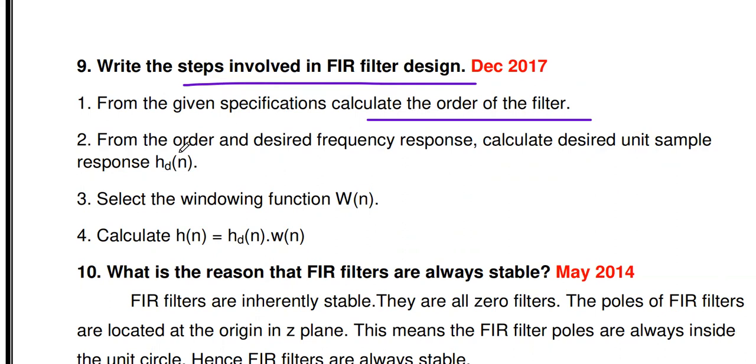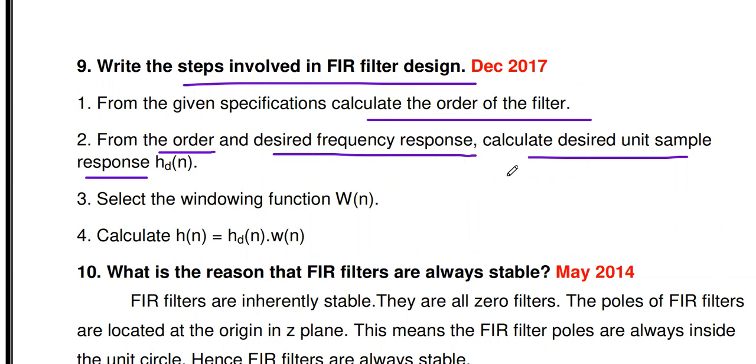From the given specification, we calculate the order of the filter. Then from the N value and the desired frequency response Hd of e power j omega, we have to calculate the desired unit sample response hd of n. We already know the formula for hd of n: 1 by 2 pi integration over minus pi to pi of Hd of e power j omega into e power j omega n d omega. Using that formula, we solved several problems in the Fourier series method, windowing method, and so on.